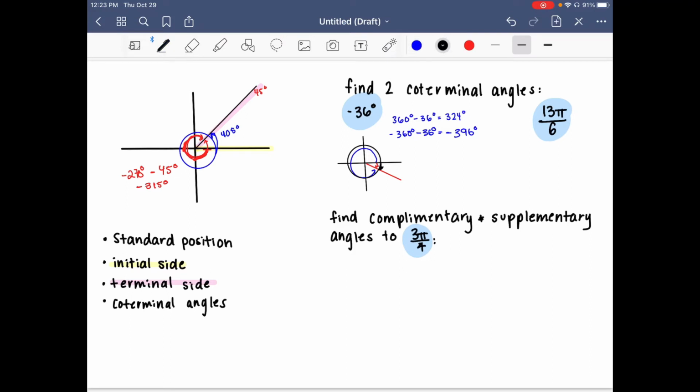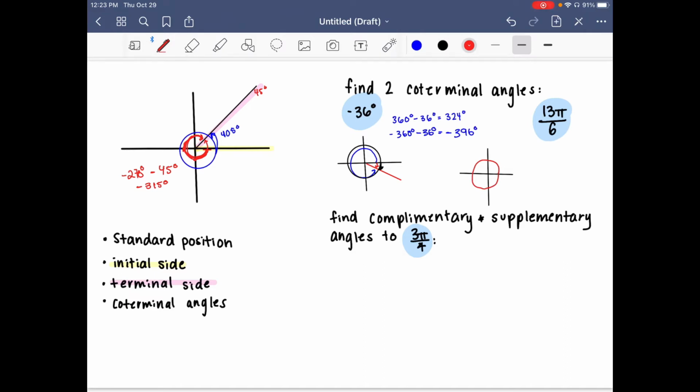Now I'm looking at 13 pi over 6. So if I draw little axes, where's 13 pi over 6 going to be? I know a full circle is 2 pi.